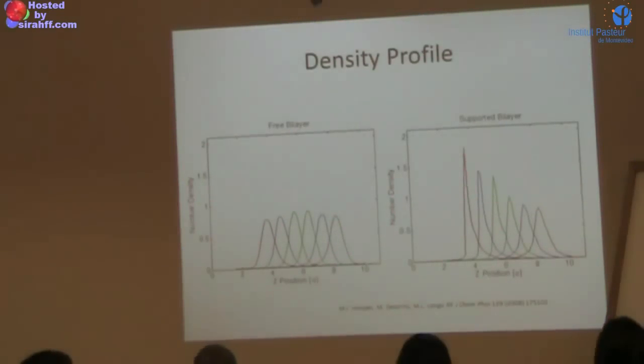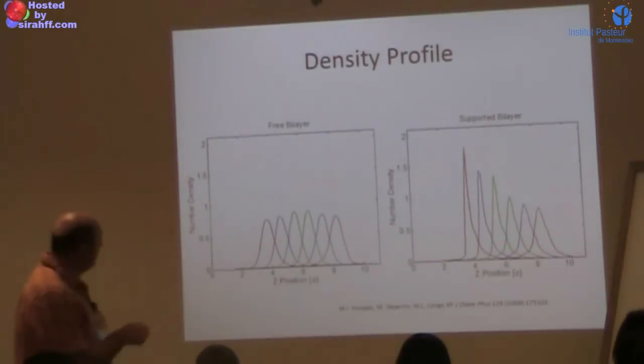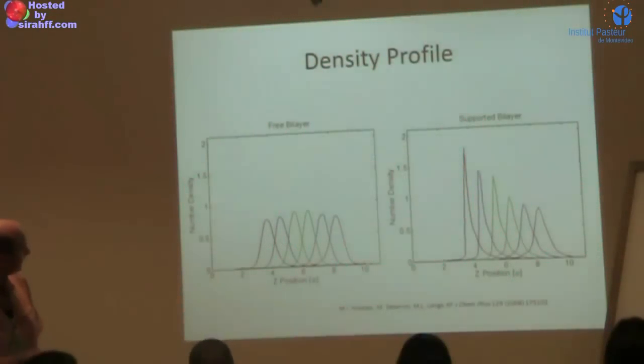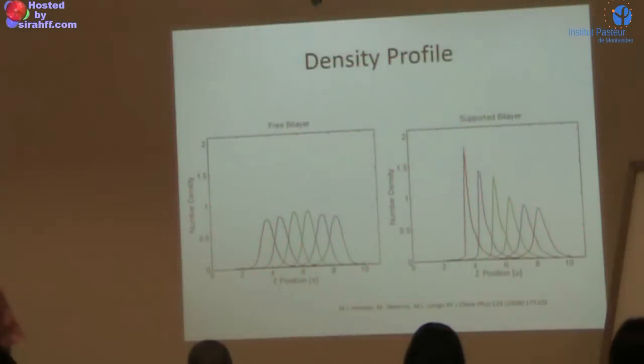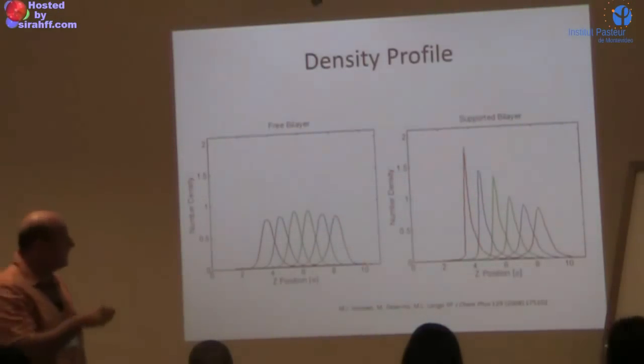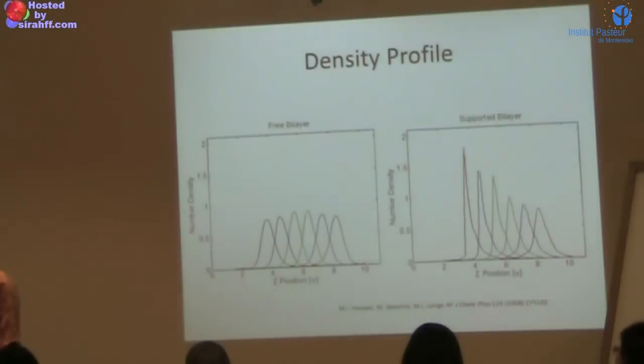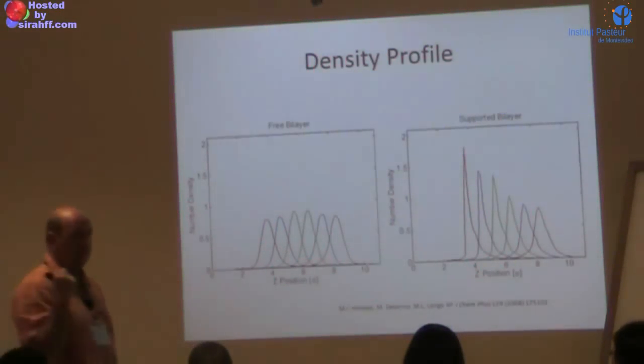We measured now the density profile, and this is now showing all three leaflets on both sides. The left-hand side is the free bilayer. The right-hand side is the supported bilayer. What you again see is that the distal leaflet is not too different from the proximal leaflet, whereas the proximal leaflet is significantly different from the free bilayer. And the main difference is localization. It's again, the support localizes your lipids.